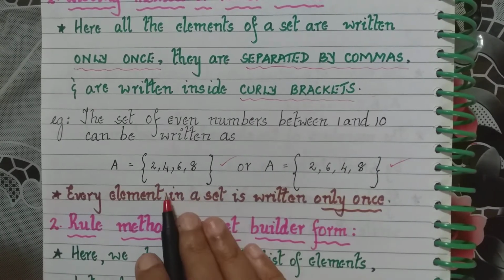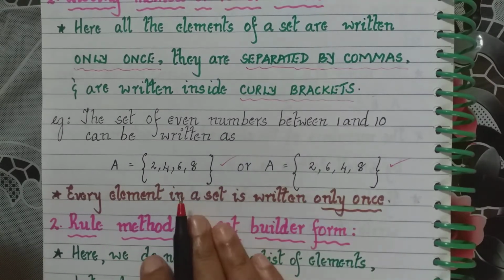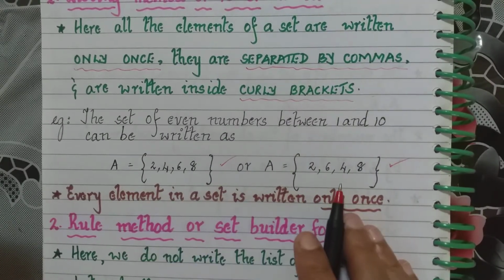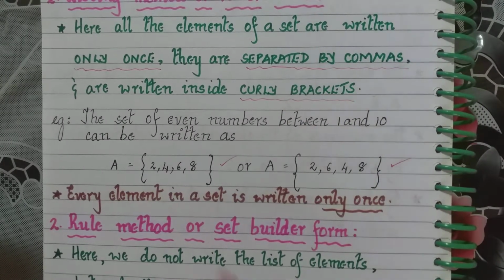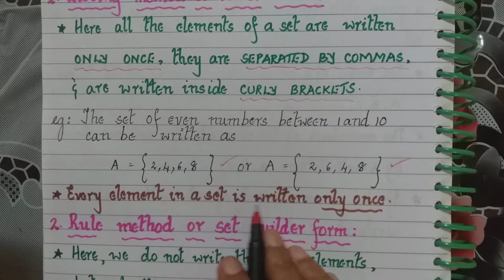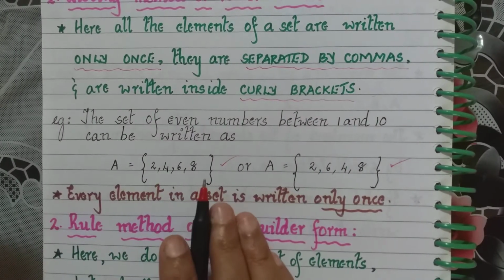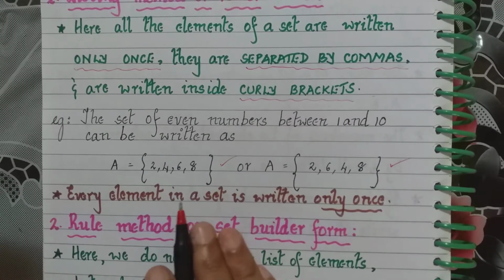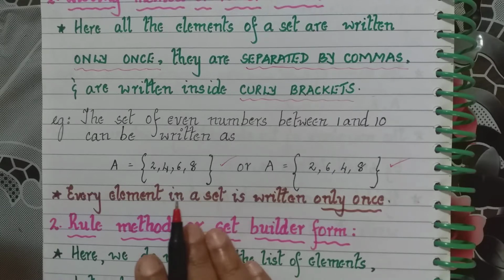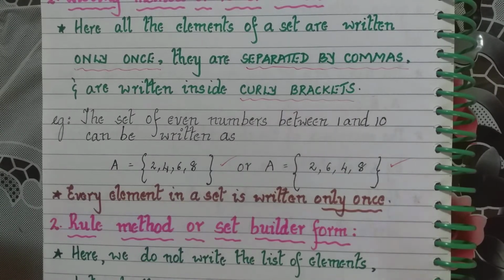So we can write it either way, but for our convenience usually we use it in a proper sequence so we don't miss out any element. So you see here every element in a set is written only once. Even though if we have in a particular set the element is going to be repeated twice, we need not write it twice. We have to write it only once.